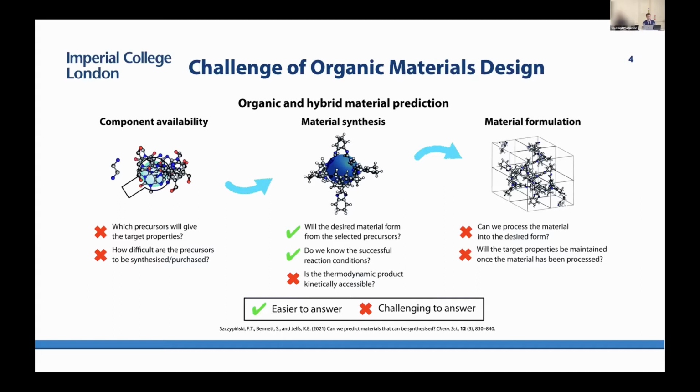Following this precursor selection step, we must then ask, will the desired material form from these selected precursors? For cages in particular, this can be quite challenging because it could result in not these unique topologies, but a mixture or even a polymer output, depending on what precursors we combine. And finally, there's the formulation step as well. Once we finally synthesize this material, can we process it into its final structure, and will it maintain these properties in this form?